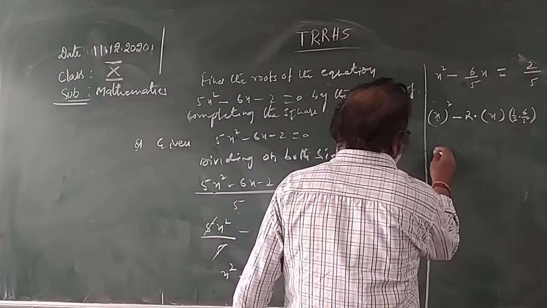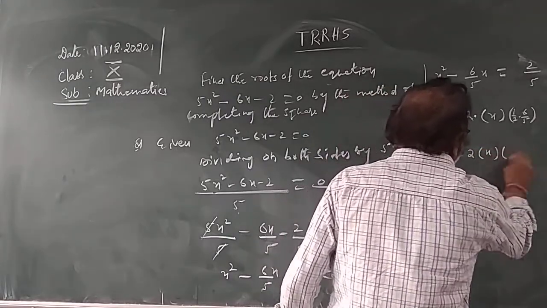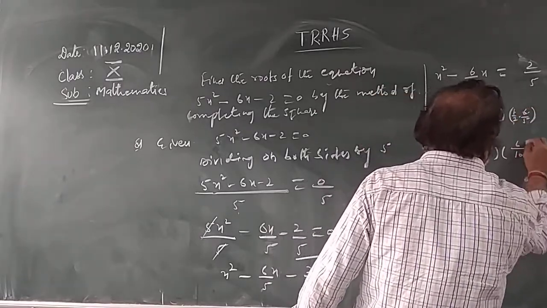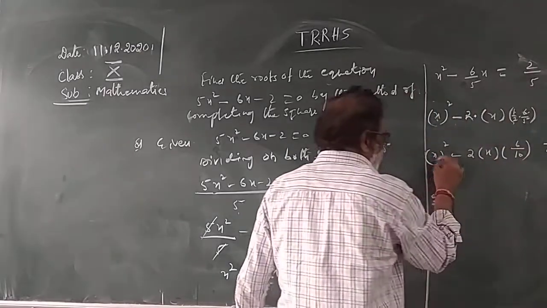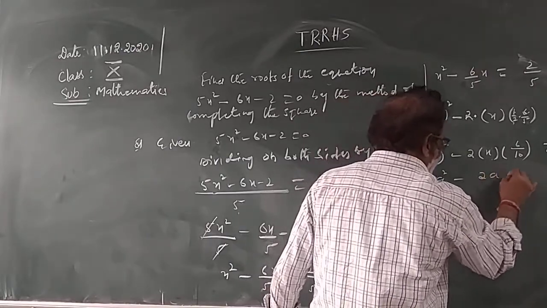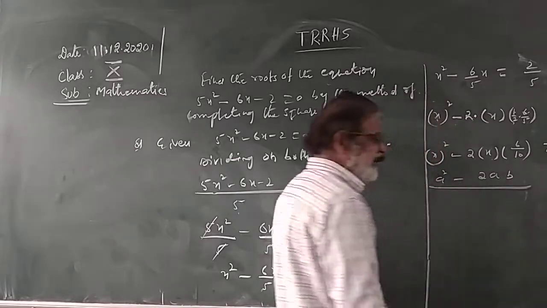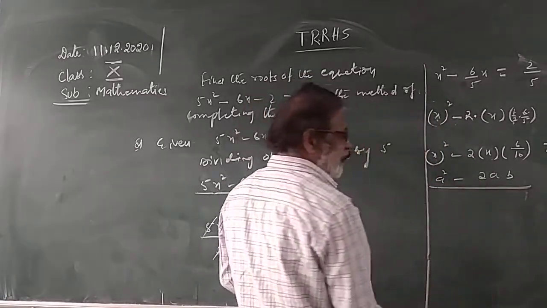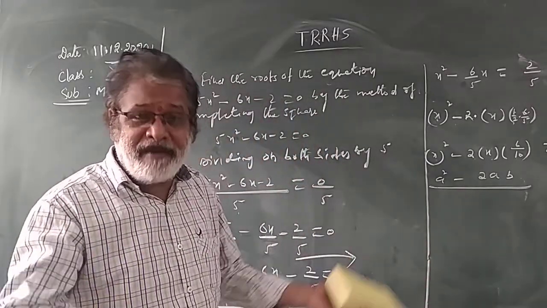Now, a square minus 2ab, simplify: that is equal to a square minus 2ab. What is missing here? b square is missing here. To make you understand, I am writing here a square minus 2ab. We don't know b square. When b square is there, it becomes a square minus 2ab plus b square, which means a minus b whole square.